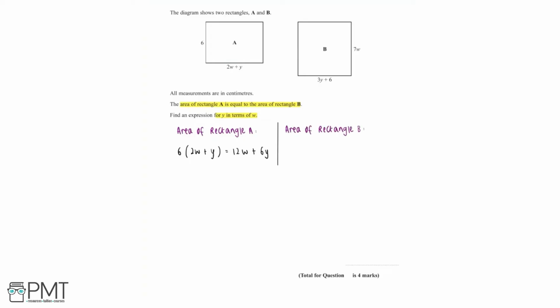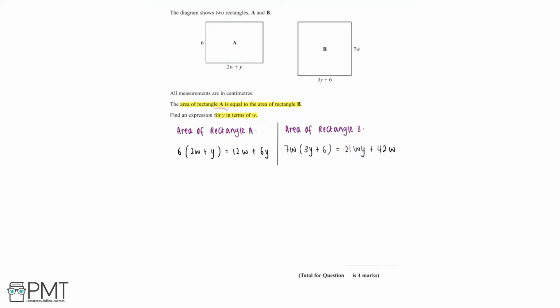Now we can find the area of rectangle B. The area of rectangle B is equal to 7w multiplied by 3y plus 6. Now we can expand these brackets. 7w multiplied by 3y is equivalent to 21wy, and 7w multiplied by 6 is equivalent to 42w. And so the area of rectangle B is equal to 21wy plus 42w. Now since we know that the area of rectangle A is equal to the area of rectangle B, we can say that 12w plus 6y is equal to 21wy plus 42w.